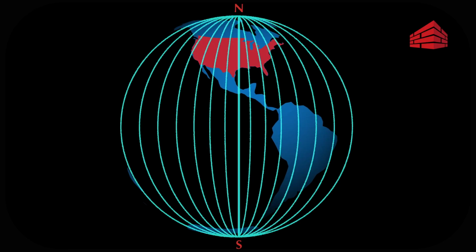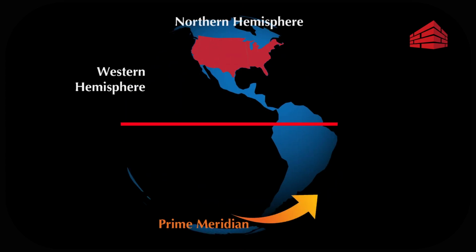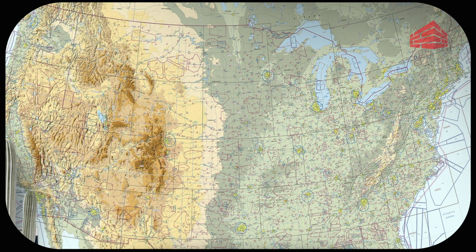Remember that the U.S. is the only part of the world you will need to learn about for your FAA Part 107 exam. So to recap, the United States is in the northern and western sections of the globe, or the northern and western hemispheres. Here is the United States on a sectional chart.